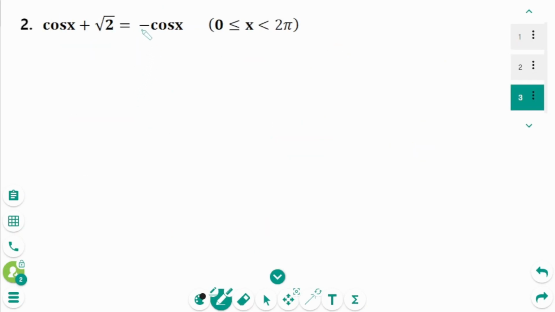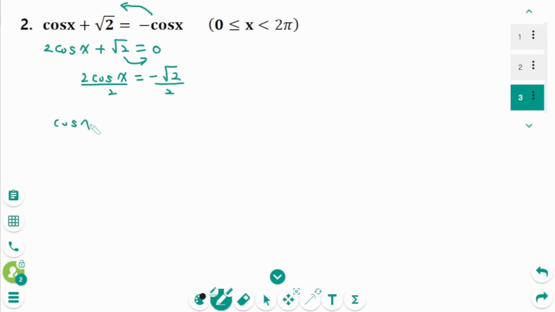Question 2. Move minus cosine of x to the left. Then 2 cosine x plus the square root of 2 equals 0. Then move square root of 2 to the right. 2 cosine of x equals minus the square root of 2. Then divide by 2 on each side. Cosine of x equals minus the square root of 2 over 2.